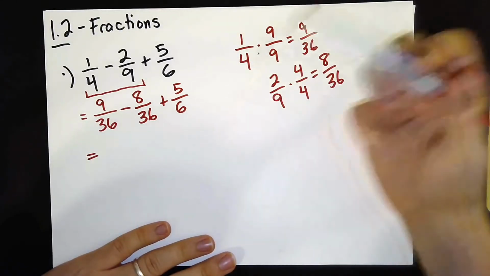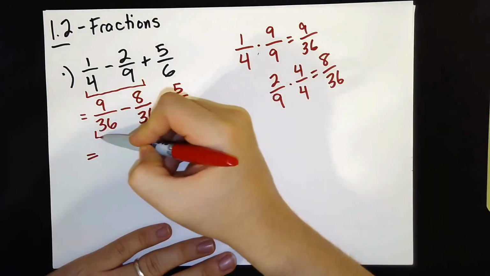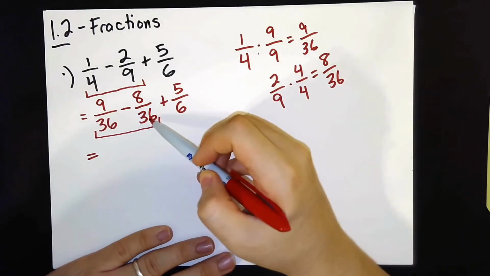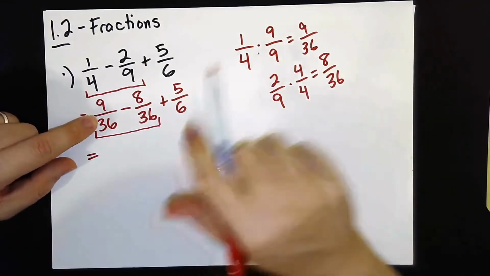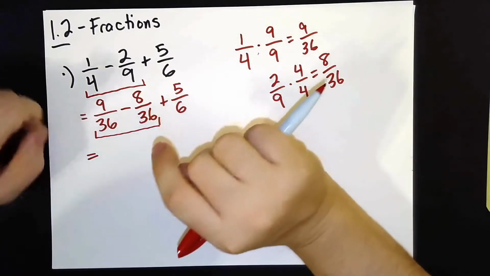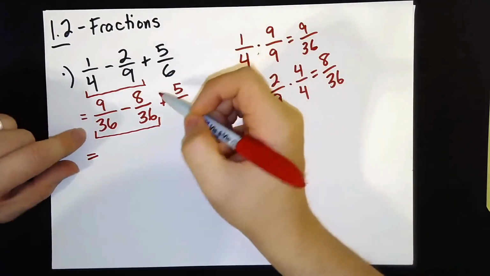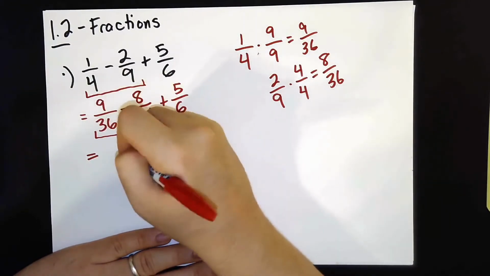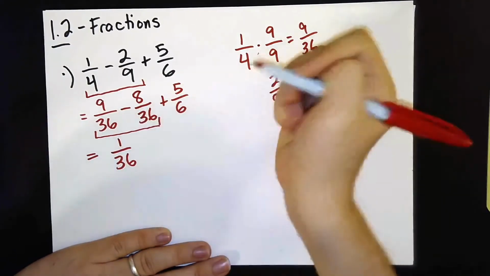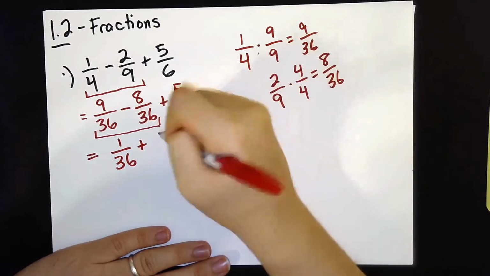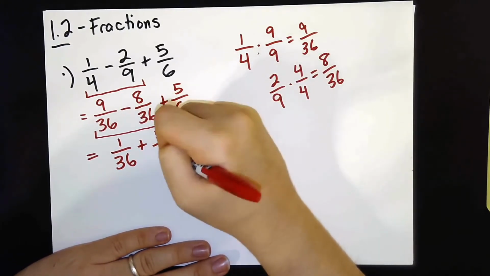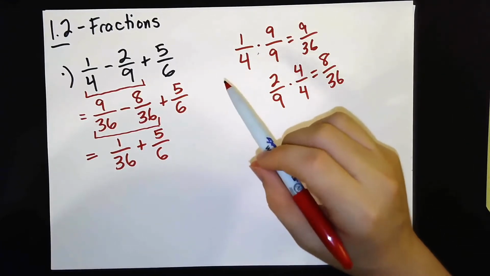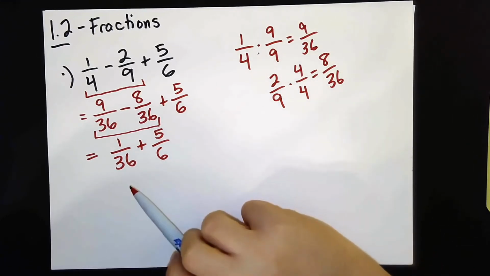Now that I've done that, though, I can combine these two fractions because they have the same denominator. This is 9/36, this is 8/36. And so when I combine them, I will get 9 minus 8, which is just 1/36, plus, and then 5/6. And now I just have to combine these two fractions.